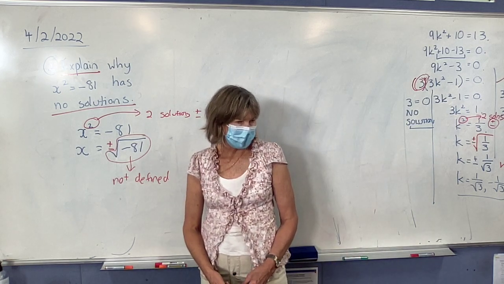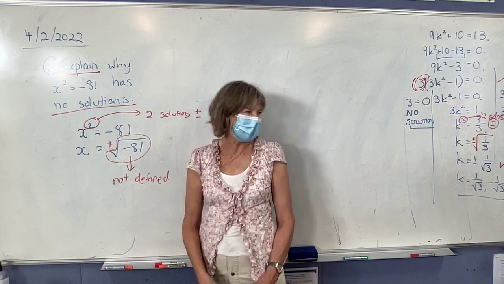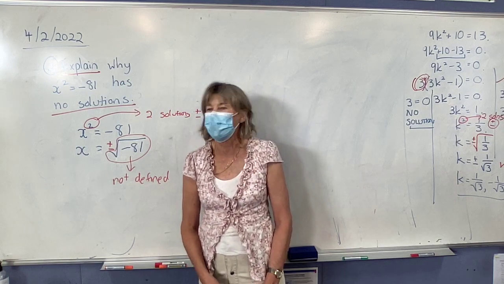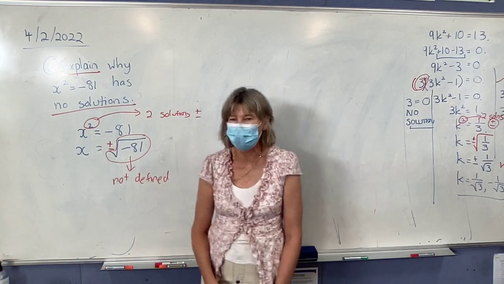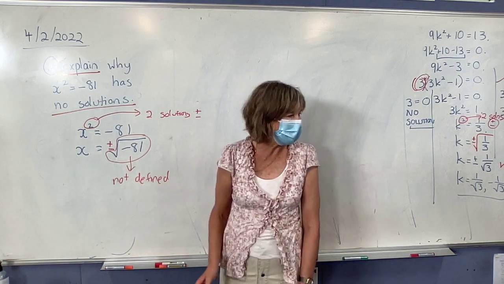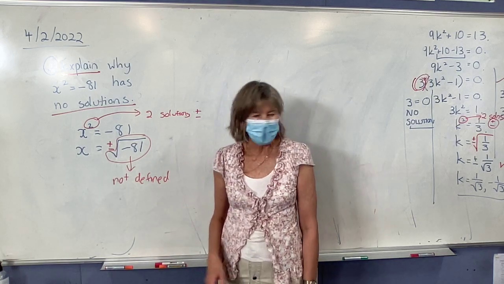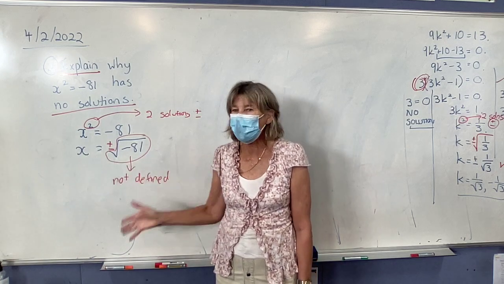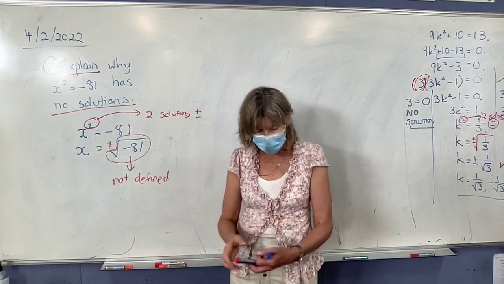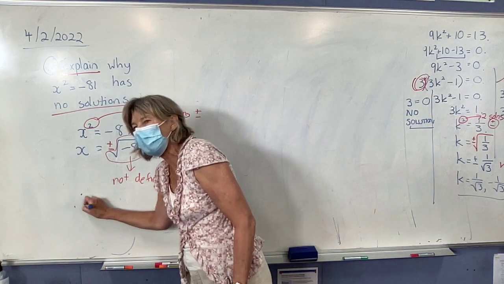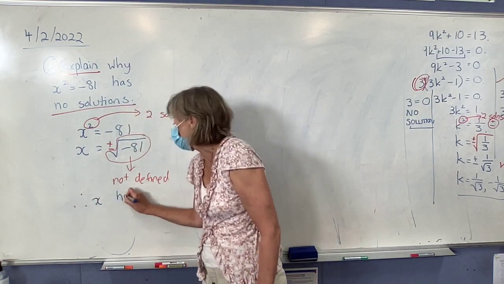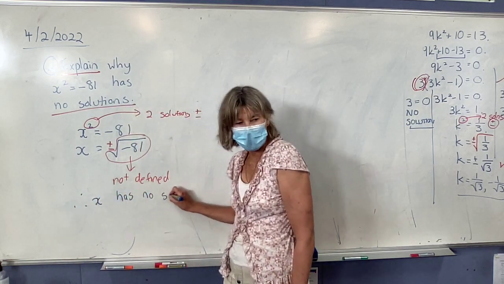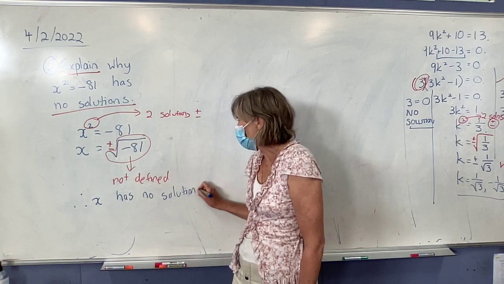That's except if you go to extension 2 maths in year 12 and you learn about imaginary numbers and you might be able to do it then. But for most normal people, we can't do that. So if we get not defined, it means that x doesn't have any answers. There's no solutions. So then you can write, therefore, x has no solutions. That's one way you can do the question.